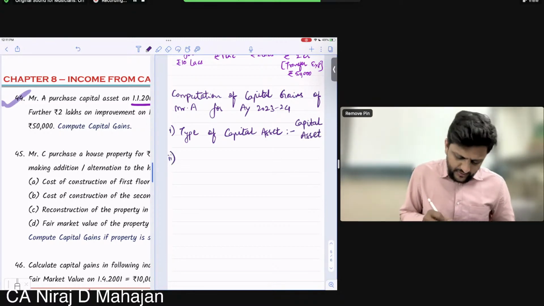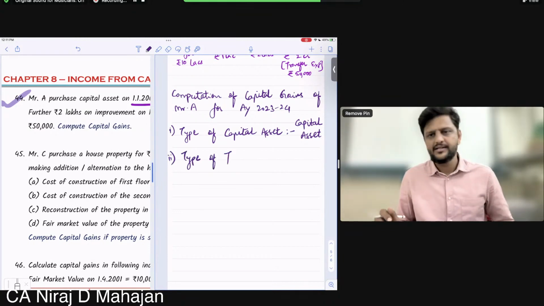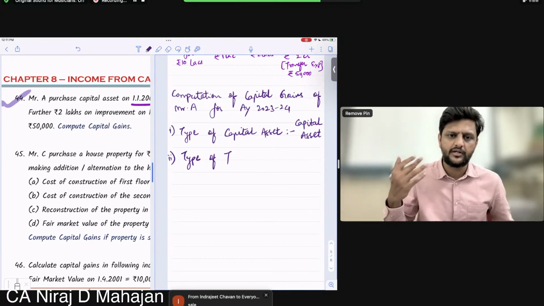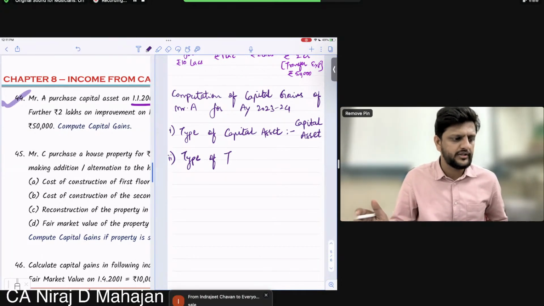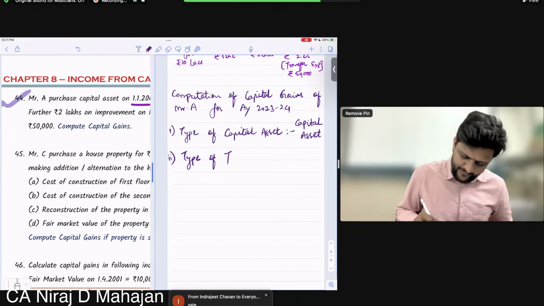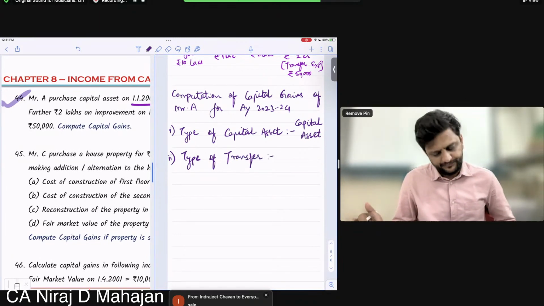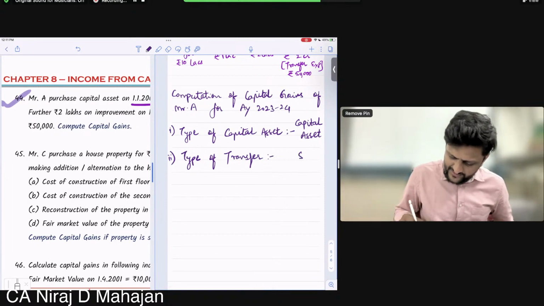Then type of transfer. What were the examples of type of transfer? Remember? Sale, gift, renunciation, extinguishment. Extinguishment means the asset itself is destroyed. So type of transfer, what? Sale, yes, correct, it is sale.